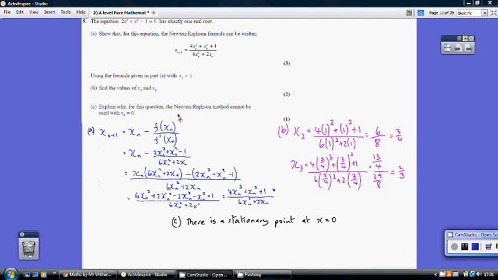Right, so for part C, explain why for this question the Newton-Raphson method cannot be used with x1 equaling 0. Well, if you try to substitute 0 into this, you get a denominator of 0, and you obviously can't have a number divided by 0. Your calculator will give you a maths error. So why is this denominator 0? Well, this denominator is 0 because the differential is 0. When is the differential 0? That's when there's a stationary point at x equaling 0.